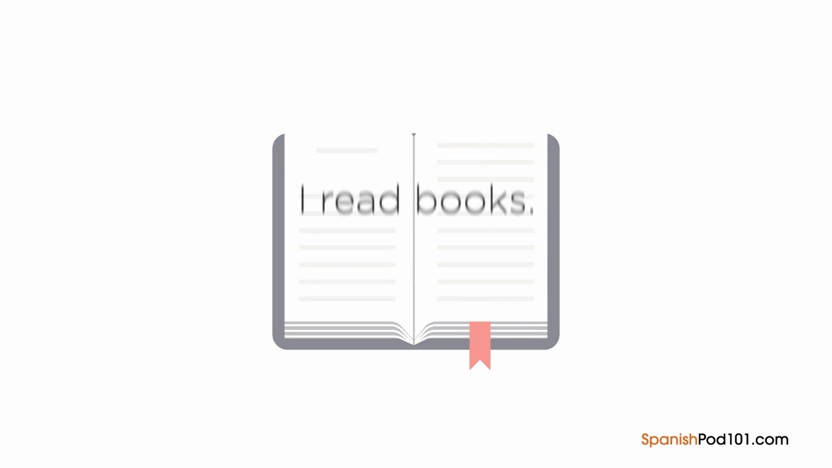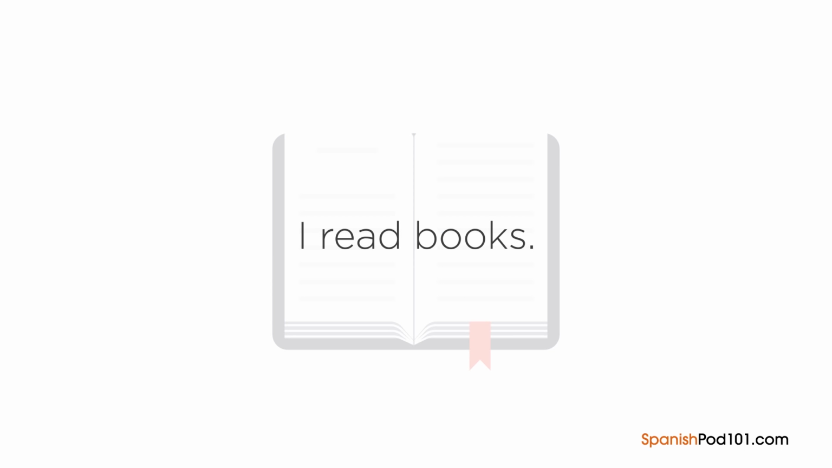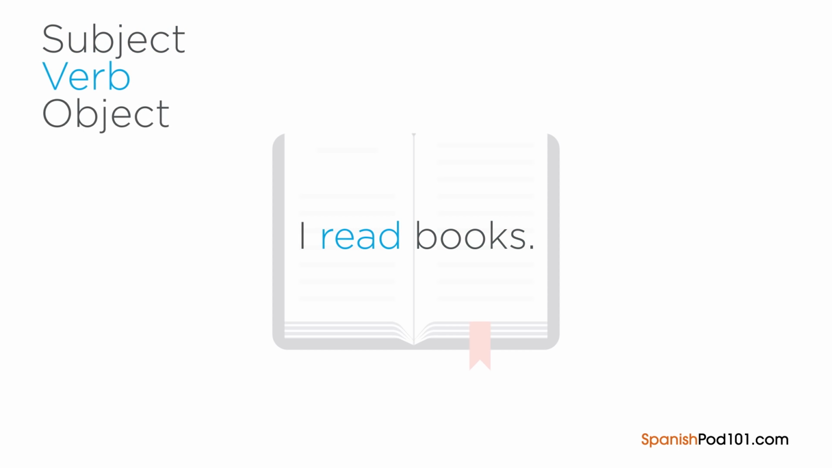Consider the English sentence, I read books. If we break down the English sentence, I read books, we can see that the subject I is presented first, followed by the verb read, and then finally the object, books, is positioned last. The basic word order for English, then, is subject, verb, object, or SVO for short.